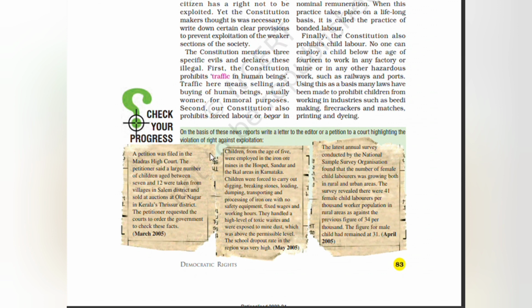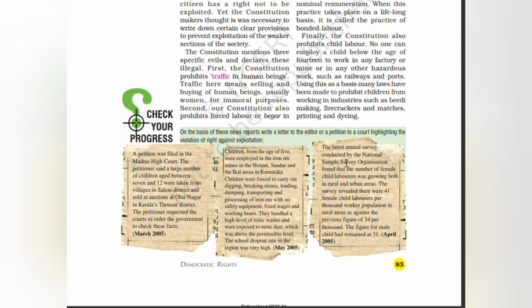Children from the age of 5 were employed in the iron ore mines in the Hospet, Sandur, and Ikal areas of Karnataka. They were forced to carry out digging, breaking stones, loading, dumping, transporting, and processing of iron ore with no safety equipment, fixed wages, or working hours. They handled a high level of toxic waste and were exposed to mine dust, which was above the permissible level. The school dropout rate in the region was very high.